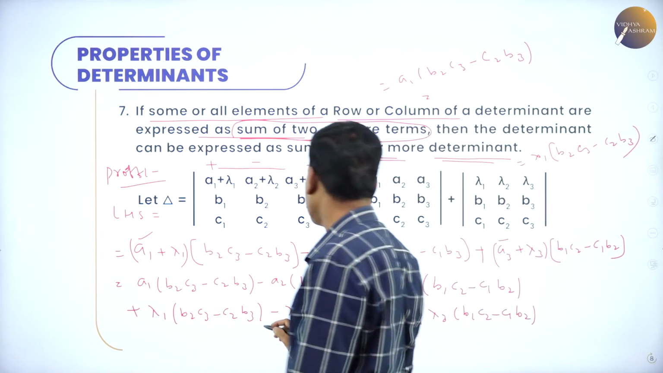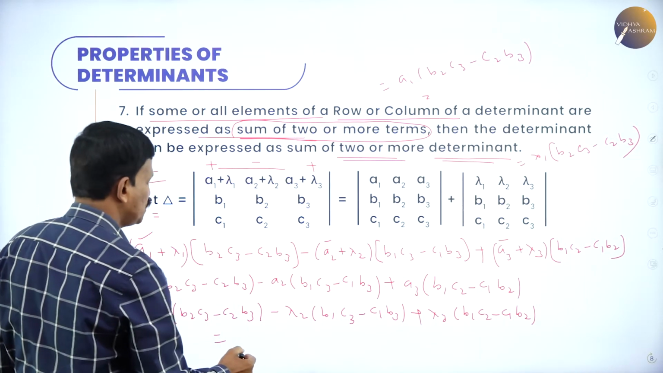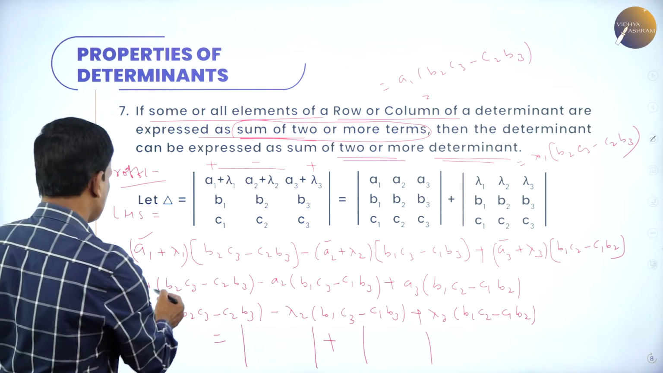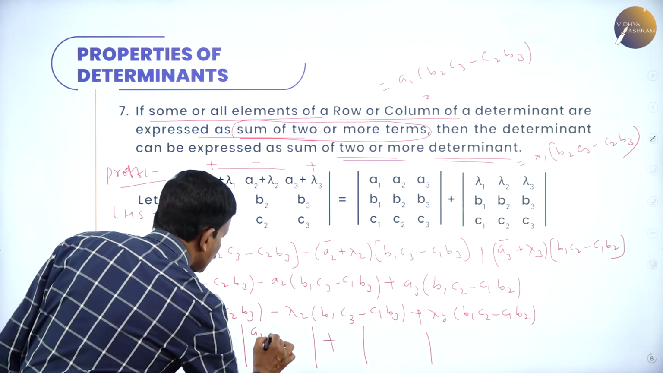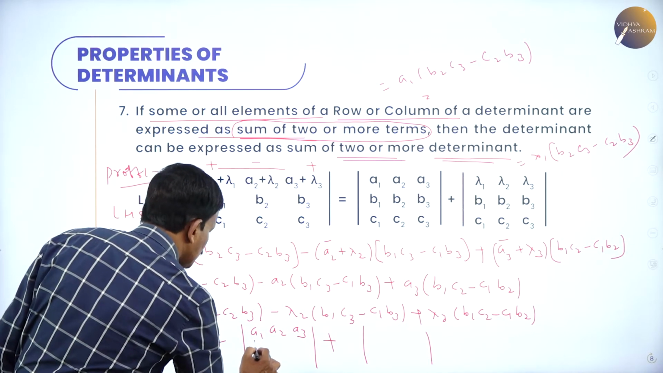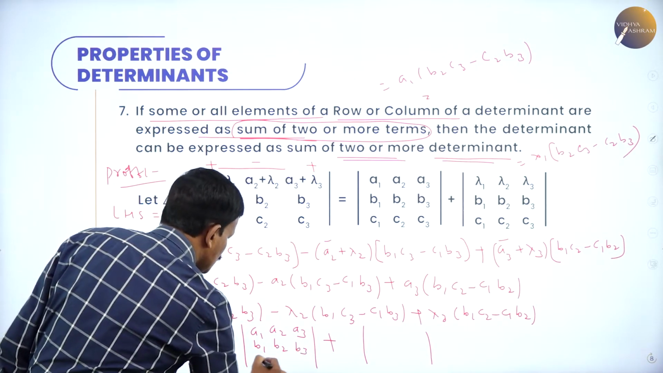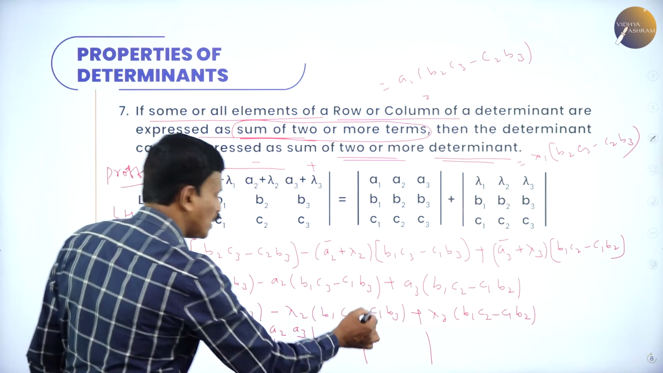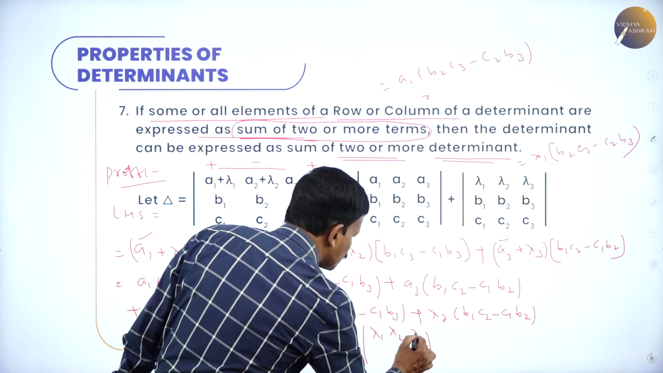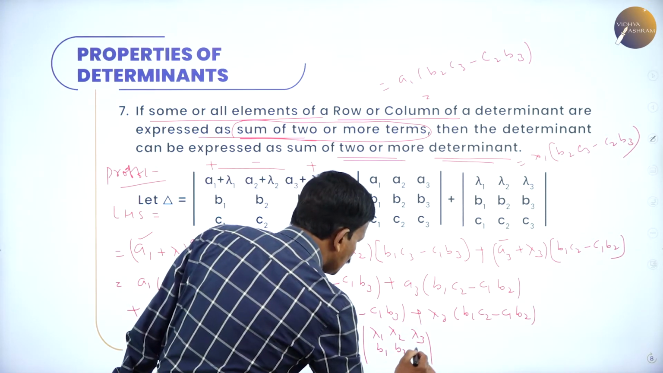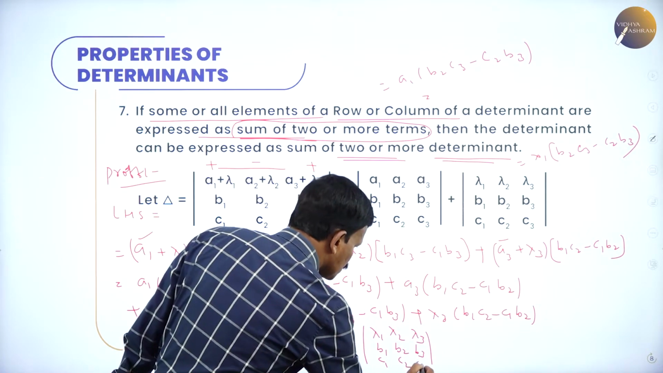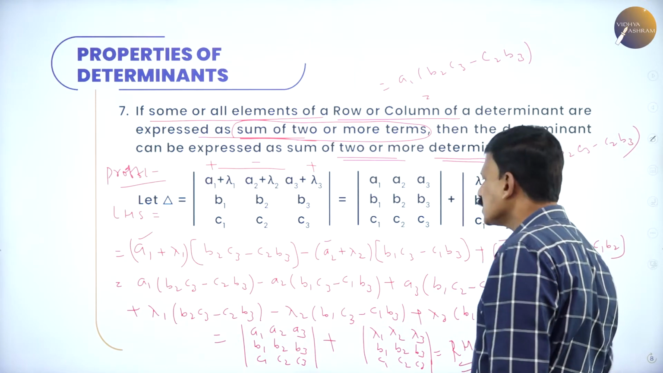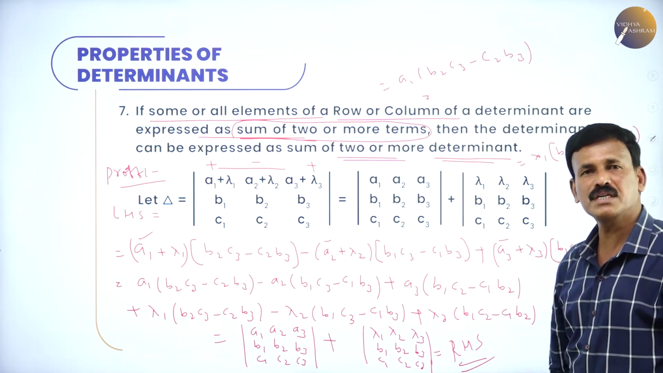That means this is equal to the sum of two individual determinants. This is the first and second determinant. So the first determinant contains first row A1, A2, A3, second row B1, B2, B3, and C1, C2 and C3. Whereas for the second part I am going to get lambda 1, lambda 2, lambda 3, B1, B2, B3, C1, C2 and C3. This is your RHS. That's it. So very easy, very simple and very important property.